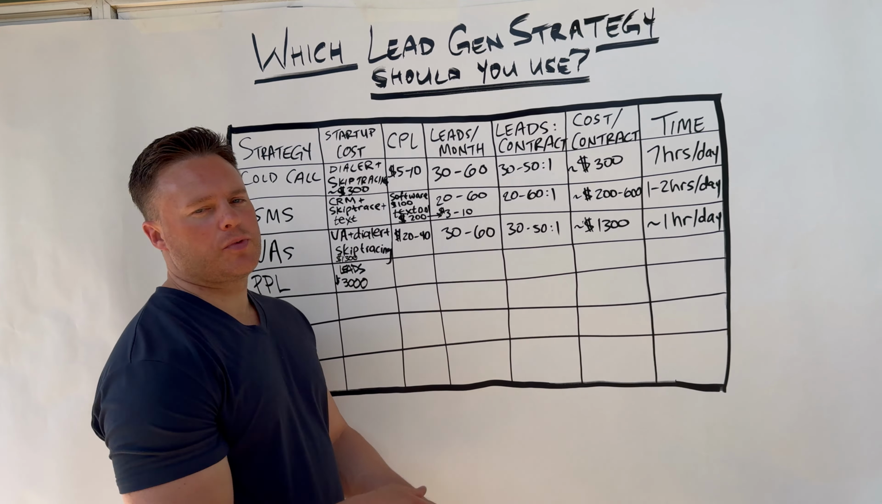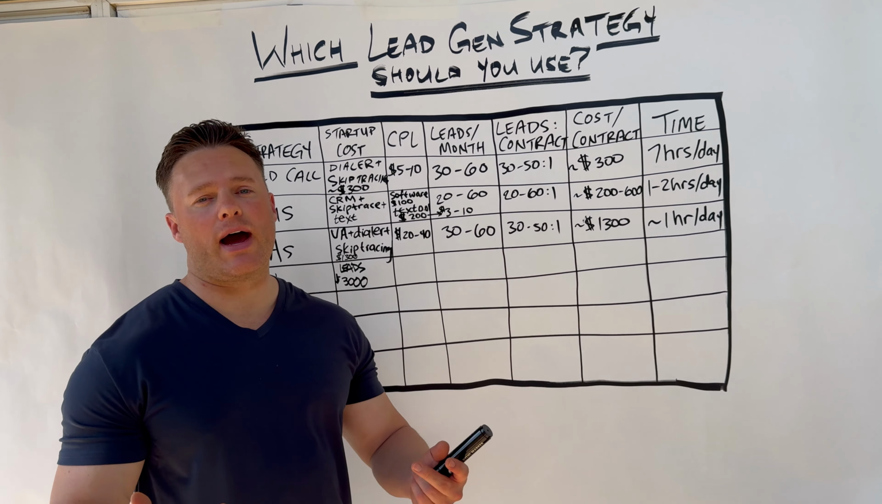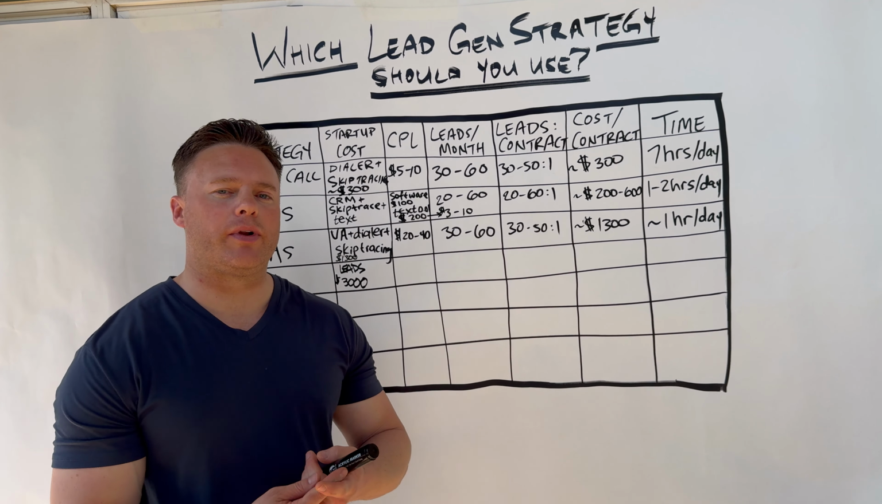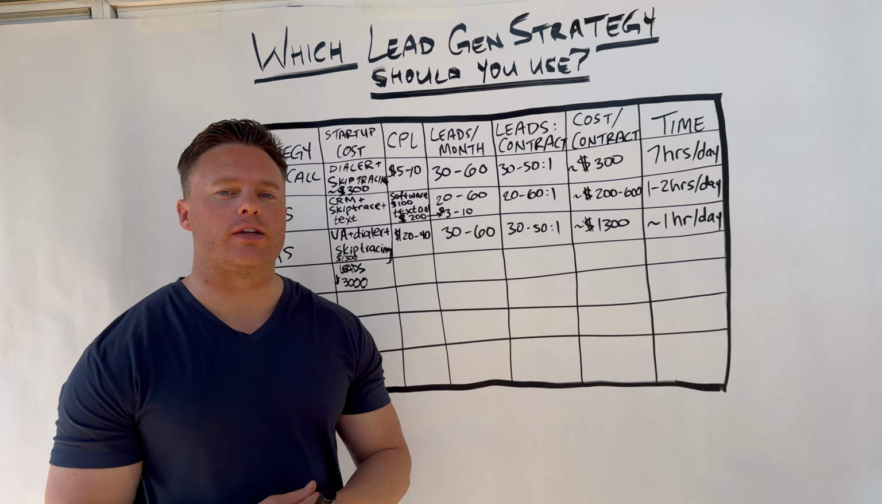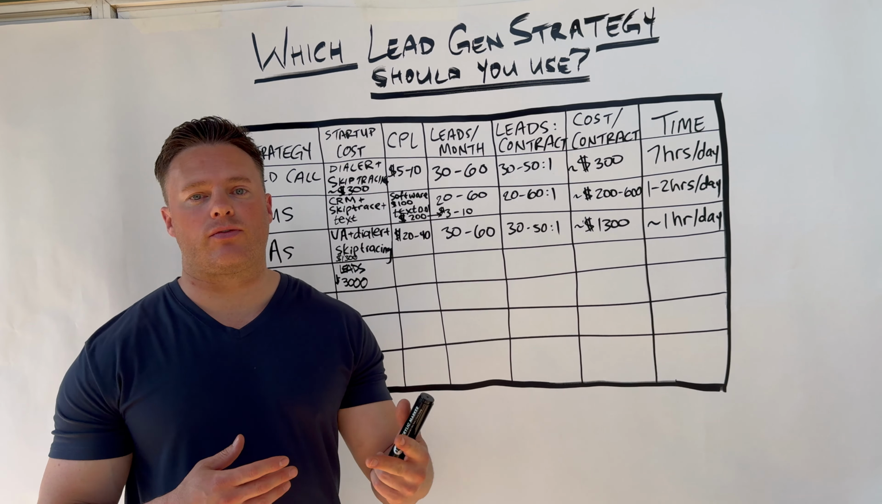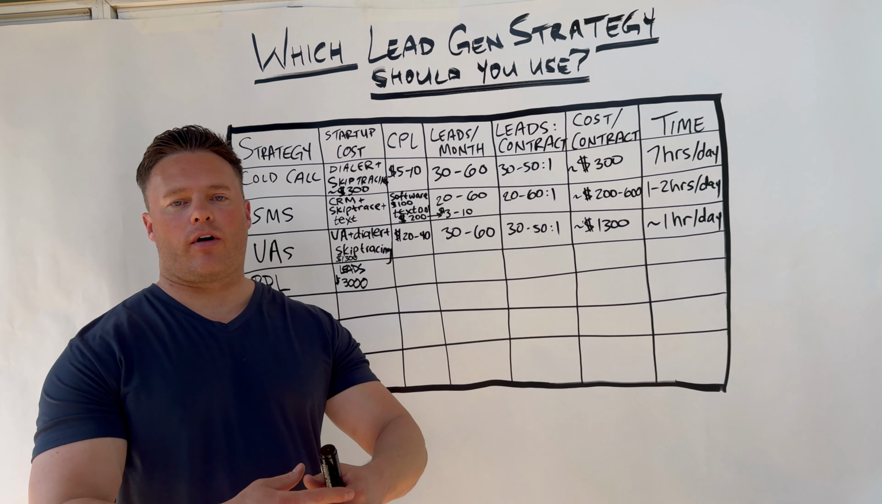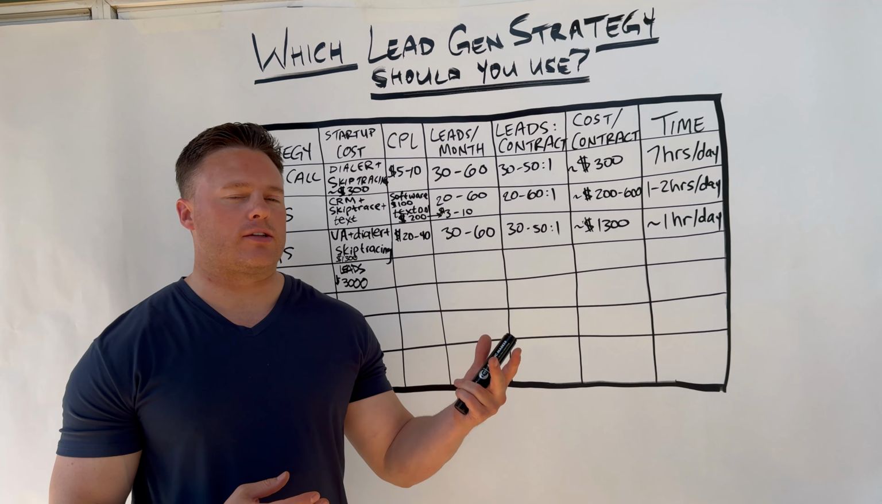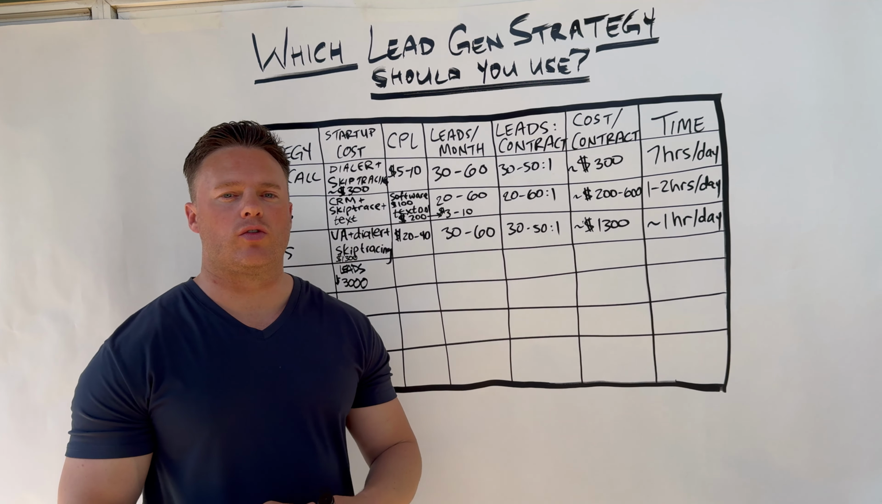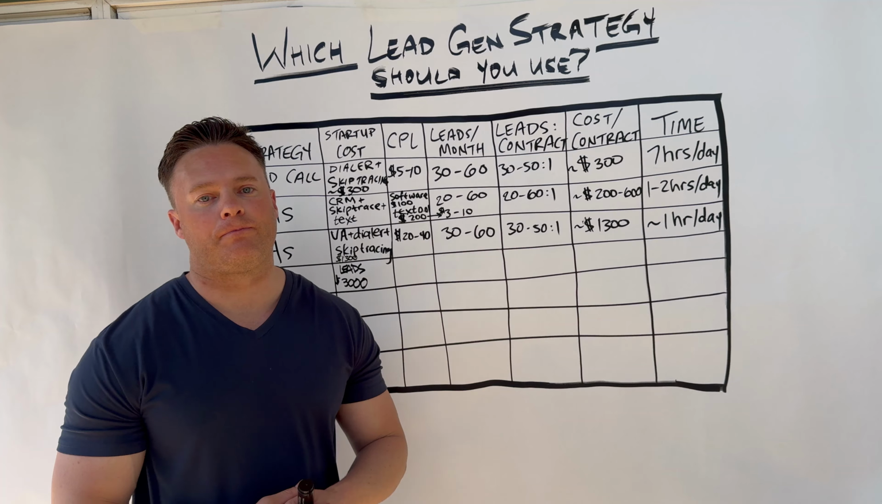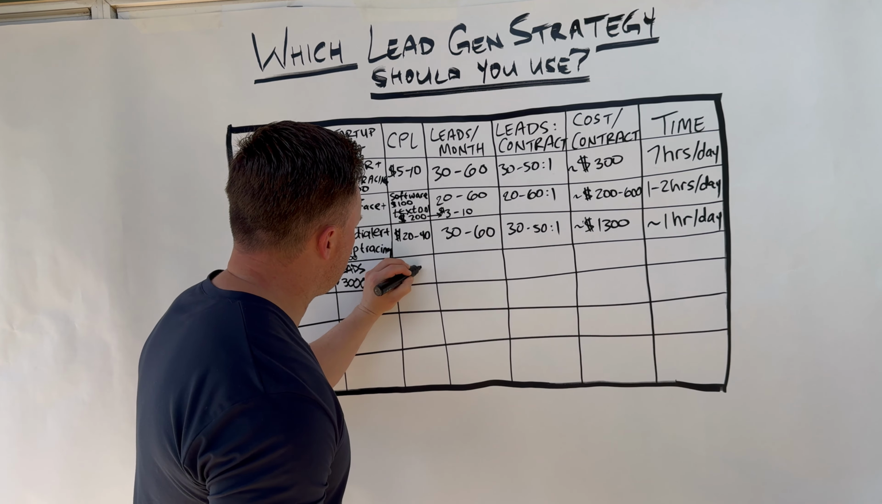So next is cost per lead, which can vary dramatically depending on what company you purchase the leads from, how old the leads are, and if they're exclusive or non-exclusive. There are many different variables, but they can start at anywhere from $1 to $300 or more.